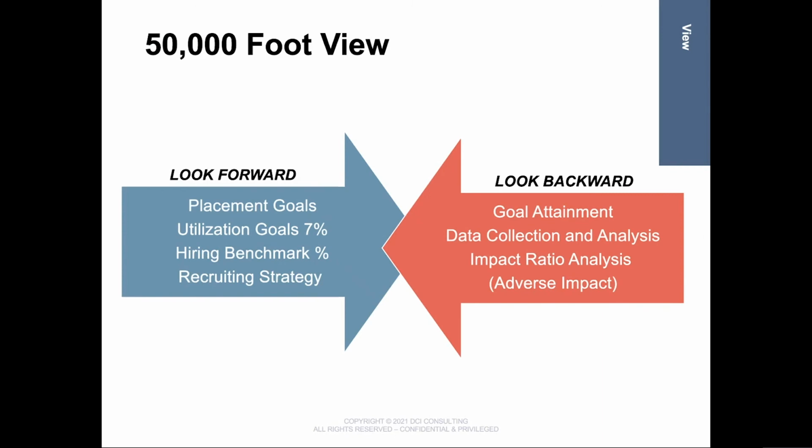So we're going to stick with that January 1 AAP. On January 1, when you send us your data, we're going to do what's called a look forward. That's primarily using that employee snapshot. We're going to look at who's sitting in the seat today, compare it to availability, and do some calculations to find out if you need to set any placement goals. We're going to look at your utilization and talk to you about that hiring benchmark. There is no number, it's just a percent sign there because it changes every year. And then we're going to help you with a recruiting strategy.